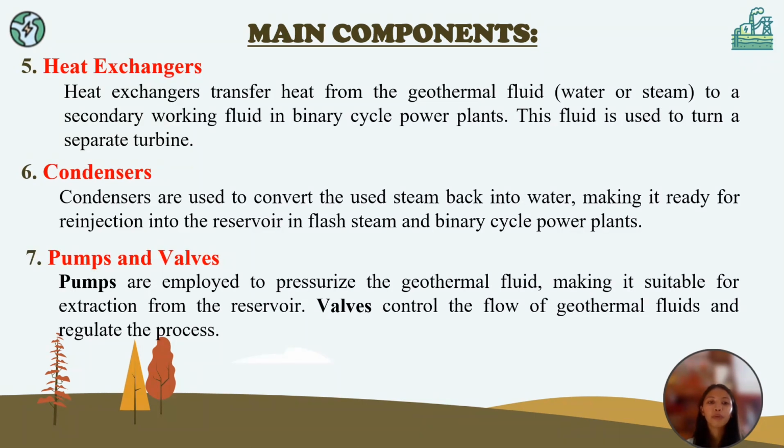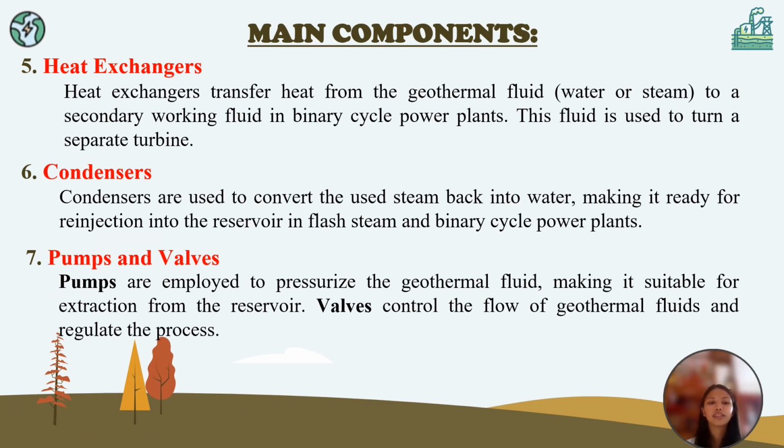The fifth component is heat exchanger. Heat exchangers transfer heat from the geothermal fluid, water or steam, to a secondary working fluid in binary cycle power plants. This fluid is used to turn a separate turbine. So it is only used for binary cycle power plants, where the secondary working fluid has a lower temperature than the water, for example, the Rankine fluid.